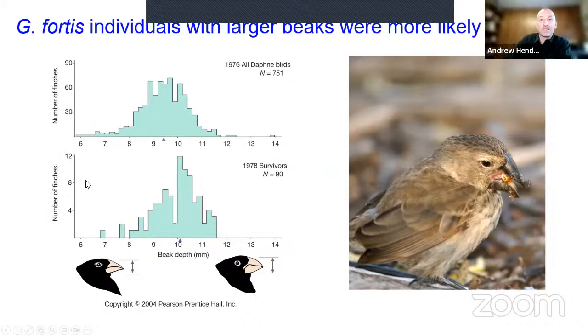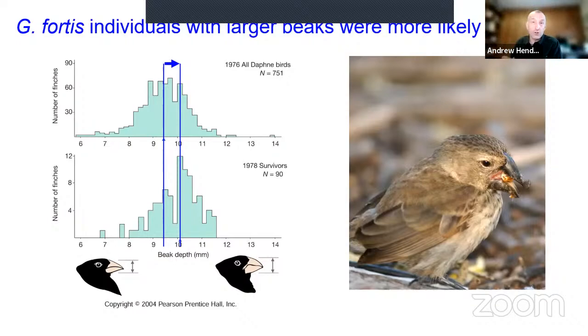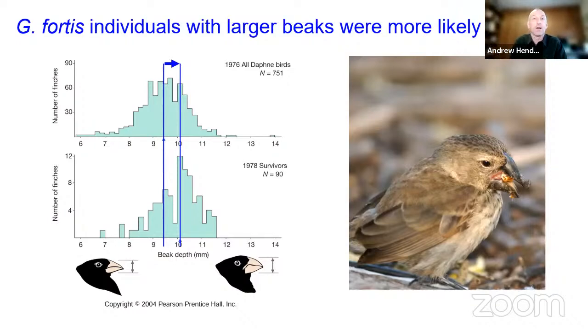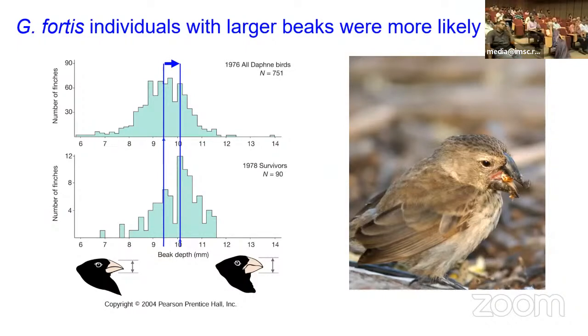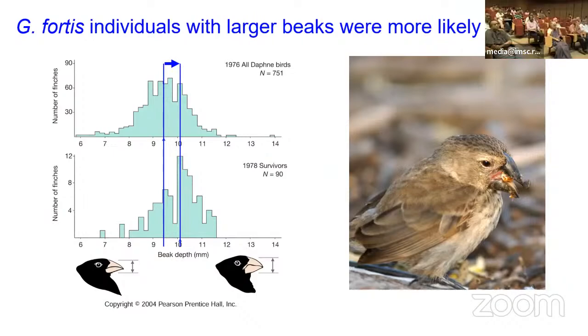But what's interesting is that the average of the population has shifted. So that means that the average beak size of the birds that lived was larger than the average beak size of the birds that were present before that drought. So you've done something to the current generation. That is, you've weeded out more of the small birds and left the large birds, because those are the ones that can eat the large and hard seeds that are left in the seed bank.